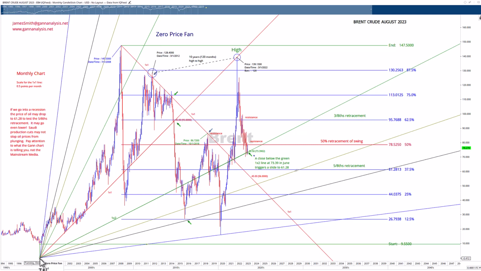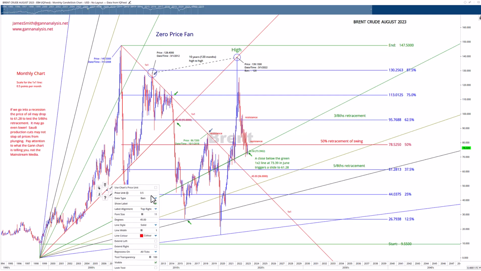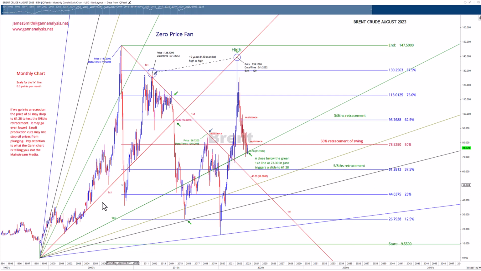Because there is symmetry between time and price. They have a relationship. So it's geometric, if you will. And we're using a scale, in this case, a scale price unit of 0.5 points per month. So that's the scale, and every line that revolves around this 1 by 1 line is a derivative of the scale that we set for the 1 by 1.